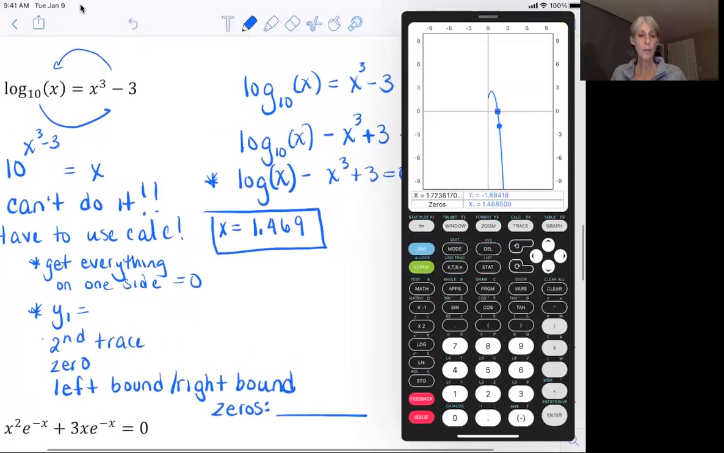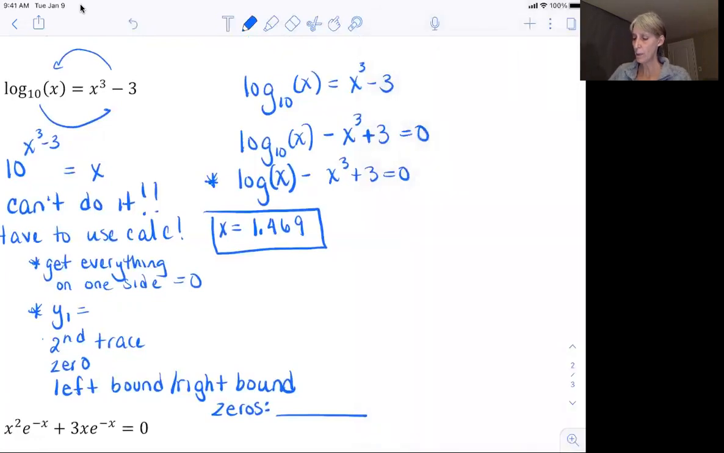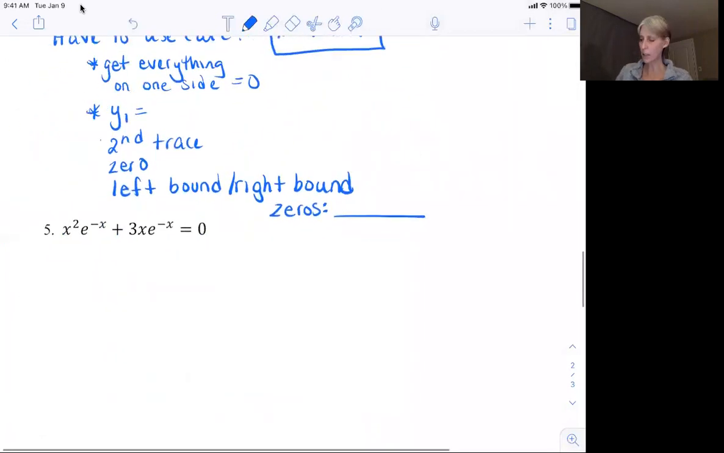Sometimes in the future, you're going to have to be able to say, where is the graph above the x-axis? Where is it below the x-axis? But those are things we'll talk about later on in the year and in your calculus class.